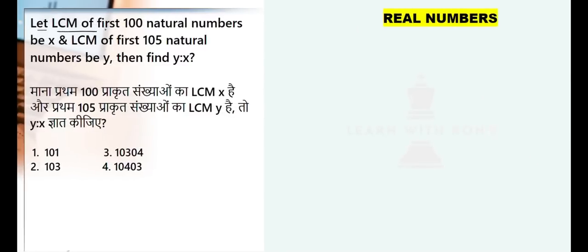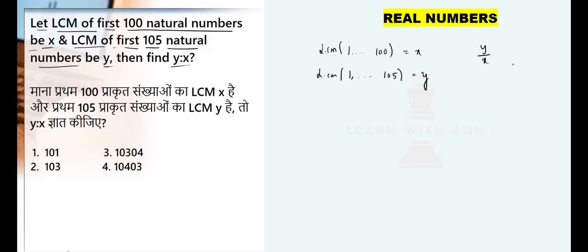Let the LCM of the first 100 natural numbers be x. Here the LCM of the first 100 natural numbers is of 1 to 100, right? Means the LCM of 1 to 100 natural numbers is given as x, and also the LCM of the first 105 natural numbers is given as y. So the LCM of the first 105 natural numbers, 1 to 105, is given as y. They asked us to find the value of y by x.